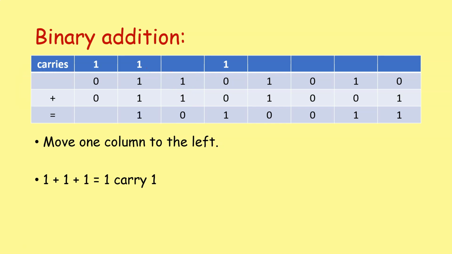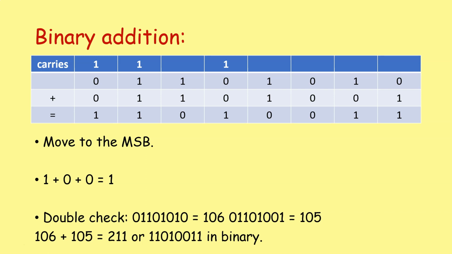Okay, so we move one column to the left again. This time we've got the really interesting case where we've got 1 plus 1 plus 1. So we've got 3 ones together. Now, if you remember this rule, we have 1, carry 1, and that's because 1 plus 1 plus 1 is 3. 3 in binary is 1, 1. So 1 for this column, carry 1 to the next column. So we get to the final column, the most significant bit, and we've got 1 plus 0 plus 0, and that gives us a total of 1, of course.